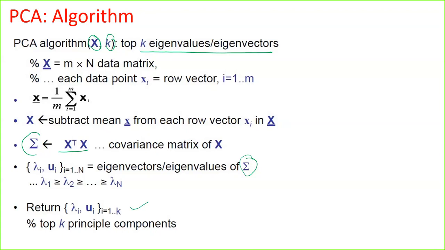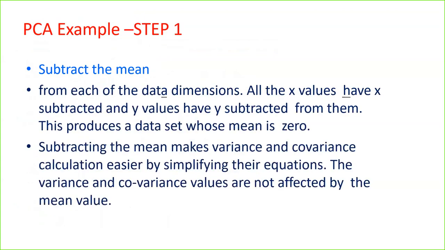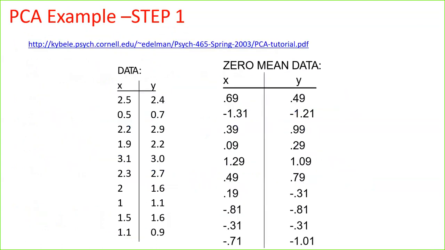Okay, so let us see an example and then come back to this algorithm one more time, then you will understand it better. This is an example. This is step one. Subtract the mean. It means we have to compute the mean, right? So this is the data.